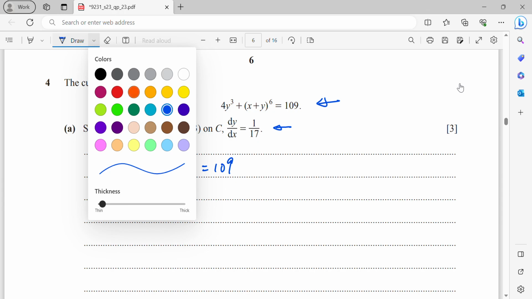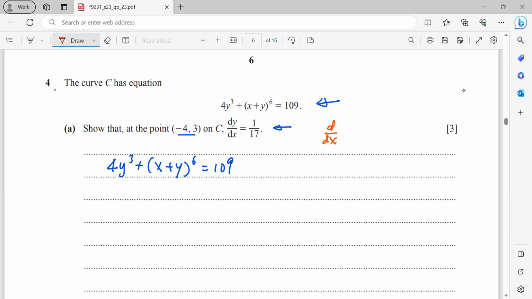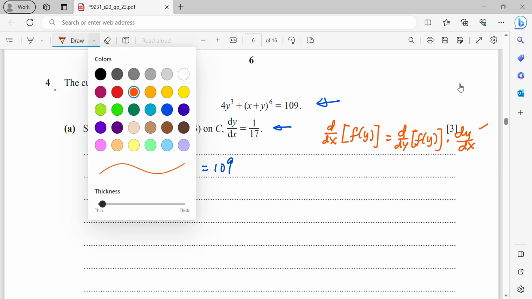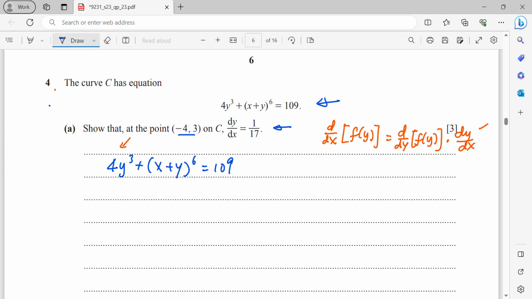Okay, so when you differentiate an implicit equation in terms of x, let's say for example, you need to differentiate f of y with respect to x. So you can use the chain rule, which is d over dy of f of y, because your f is a function of y. So when you differentiate, you must differentiate with respect to y. Then you times dy over dx. So I'm going to use this to differentiate the first term, 4y cubed. So now, when you differentiate 4y cubed with respect to y, it will be 12y squared, then times dy dx. So that's the meaning of this chain rule.